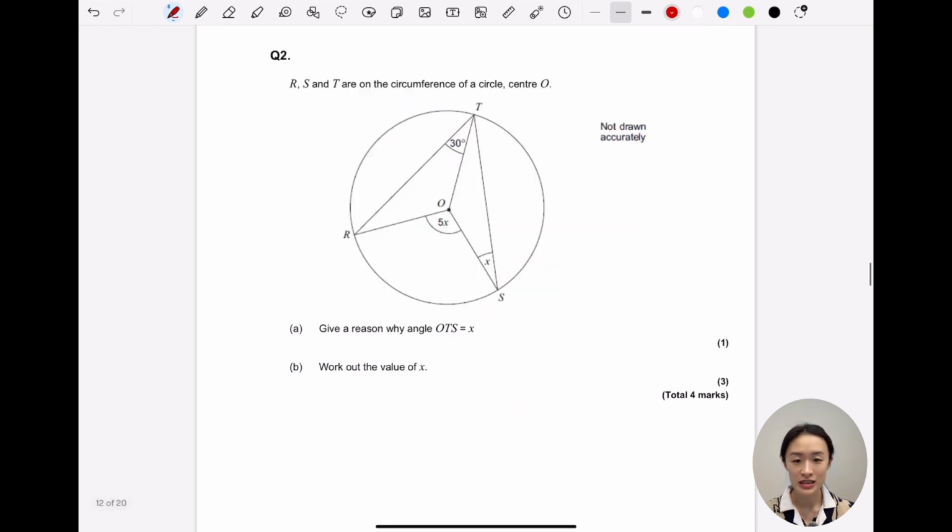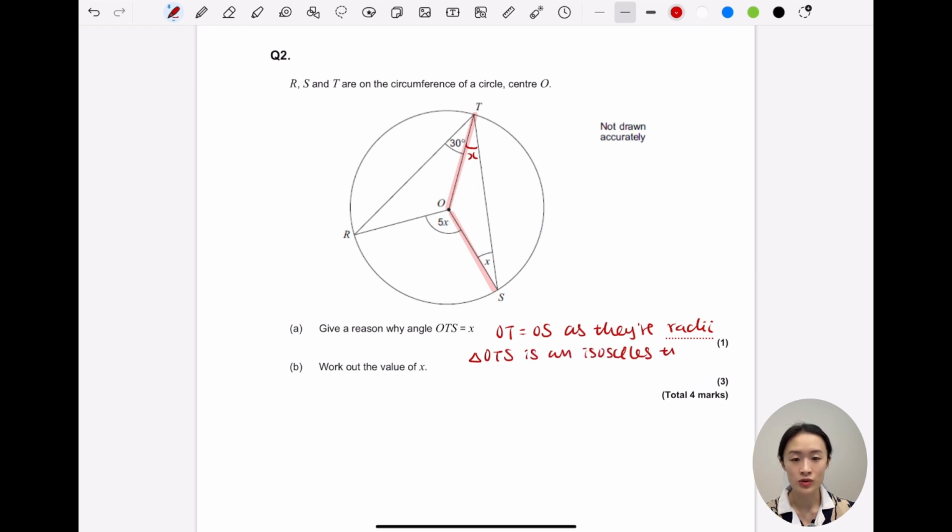Now, moving on to the second question. In this question, we are told that R, S, T are on the circumference of the circle. This circle has its center O labeled on the diagram. And we need to give a reason why OTS is equal to x. Now, it's because this is an isosceles triangle. OT, OS are radii. Therefore, this angle OTS is equal to x.